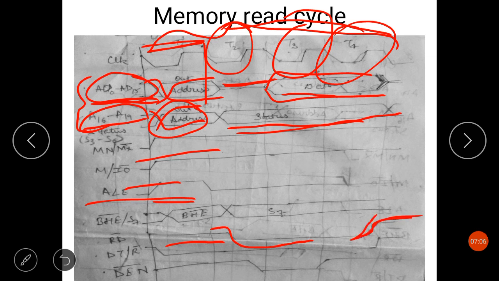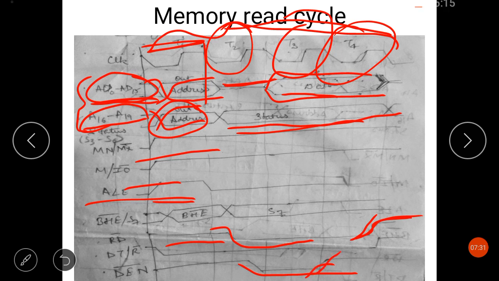DT by R bar goes low during the T1 clock cycle, thereby showing that the microprocessor is going to receive the data. DEN bar signal goes low during the T2 clock cycle, and again it becomes high during the T4 clock cycle.